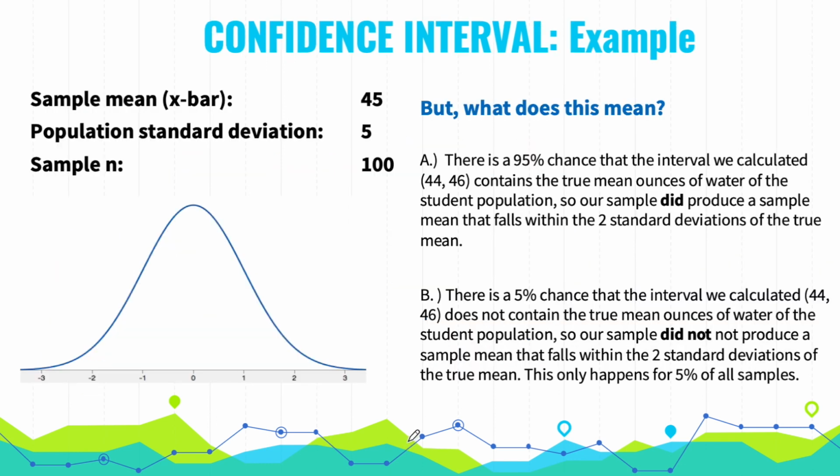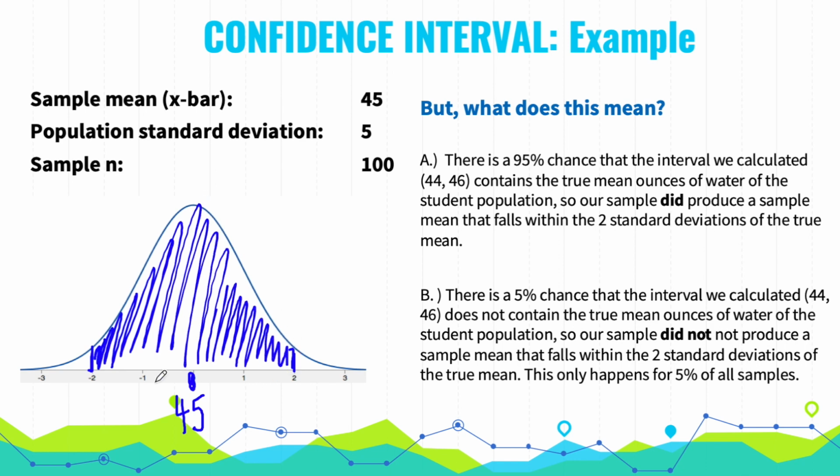What does that mean for us? Let's draw out what this means. So we were given a sample mean that this here is 45 ounces. And then I'm going to go out 2 standard deviations above the mean and 2 standard deviations below the mean. And I'm going to get this 95% confidence interval by shading in the 95% inner area underneath the curve, symmetrical about that sample mean x bar.